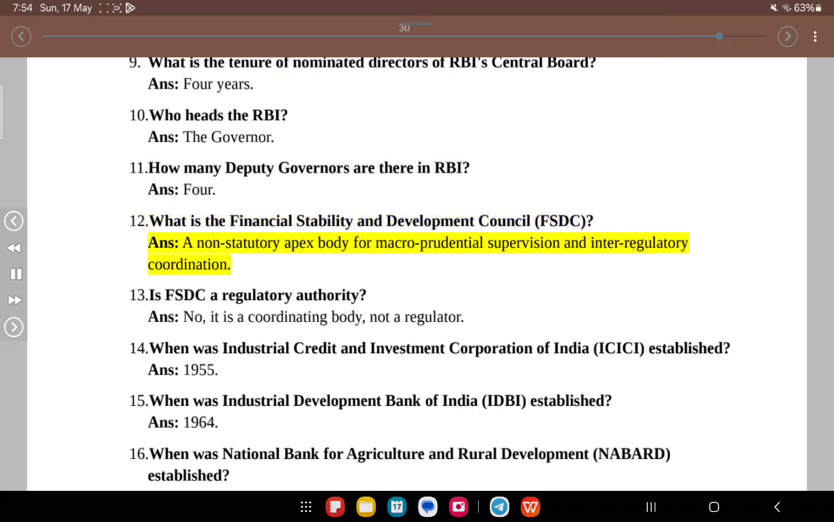12. What is the Financial Stability and Development Council (FSDC)? Ans. A non-statutory apex body for macro-prudential supervision and inter-regulatory coordination. 13. Is FSDC a regulatory authority? Ans. No, it is a coordinating body, not a regulator.